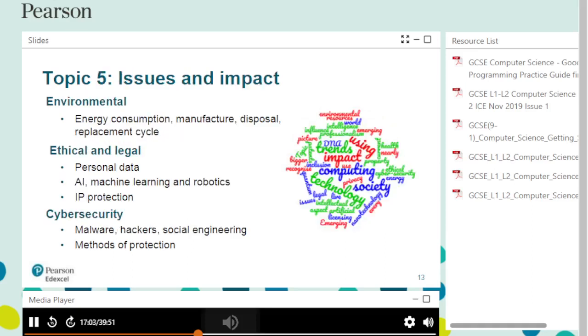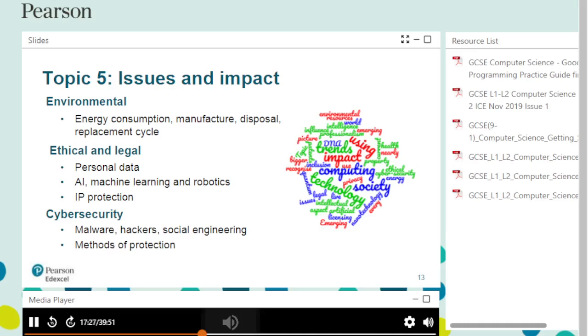Topic 5 on page 12 of the specification considers the impact of digital technology and some of the issues associated with its use. The first section focuses on environmental issues associated with the manufacture, use, and disposal of digital devices, including the effect of the short-term replacement cycle of smartphones and other personal digital devices.